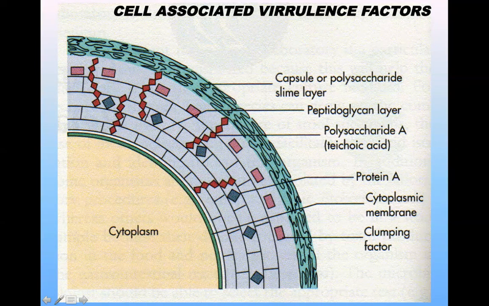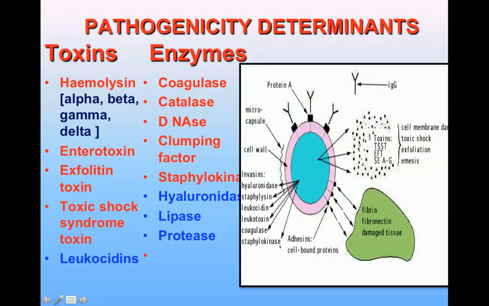The outermost is the capsule or the slime layer, and I have told you it prevents the organism from being phagocytosed. Then, because it is a gram positive bacterium, it has a thick peptidoglycan layer, and this is the teichoic acid, and this is the protein A, which we have talked about, the main virulence factor of this pathogen. And then this is the clumping factor, which is responsible for the agglutination test.